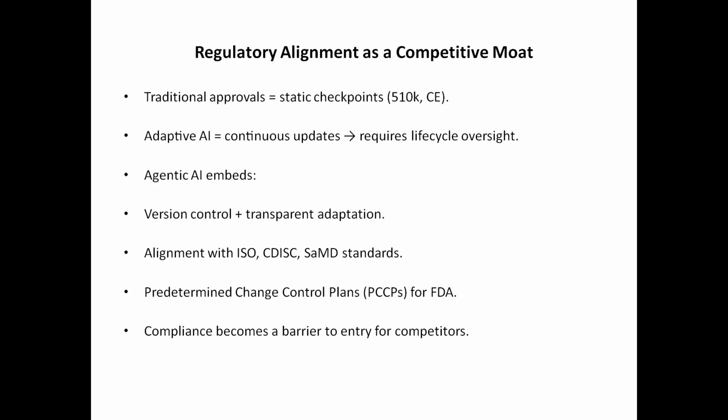One more thing: regulatory alignment is a competitive moat, so you can also integrate regulatory alignment into your strategy.